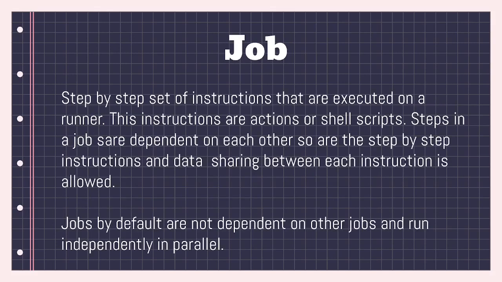Okay, now let's talk about another component of GitHub Actions: jobs. What is a job? Jobs are a step-by-step set of instructions that are executed on the runner. So a job is just a set of instructions. For example, if you want to run a Python application, first you have to clone your repository, check out your master branch, pull the code to your virtual machine, install Python, then install your dependencies, and finally run your application, right?